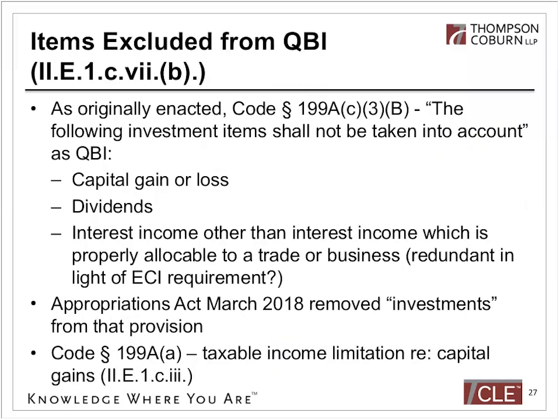And in that case, the sale of the assets might generate qualified business income. You'll see that there are some items that are not to be taken into account. Originally, the statute said investment items not to be taken into account in doing the 20% deduction, but the Appropriations Act in March of 2018 removed the word investments from that. So now it's pretty clear that any capital gain or loss is not going to be eligible for the 20% deduction, even if it's a business asset. Only if you had an ordinary income component.